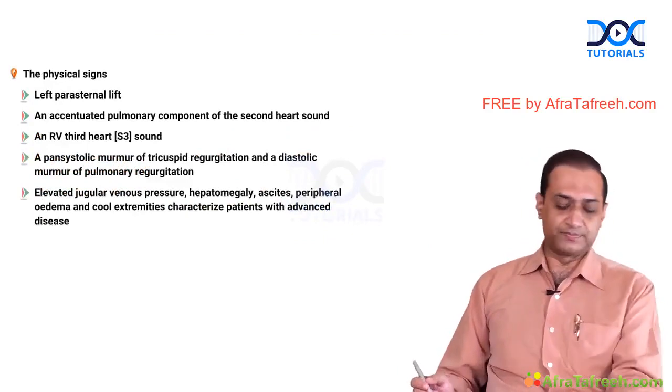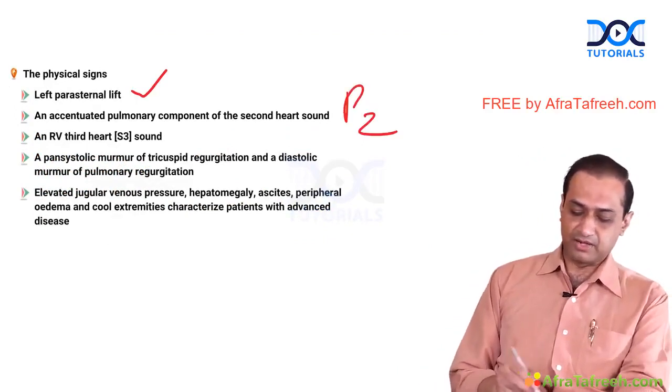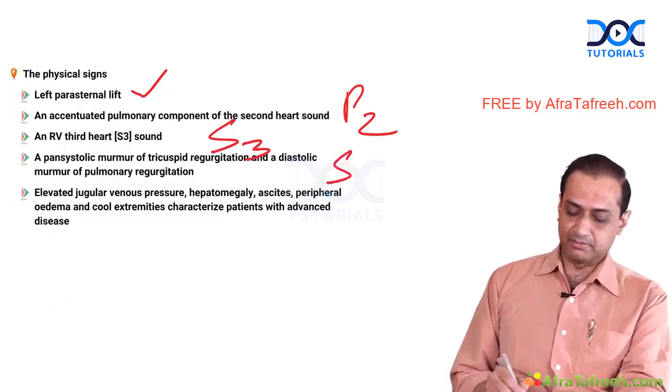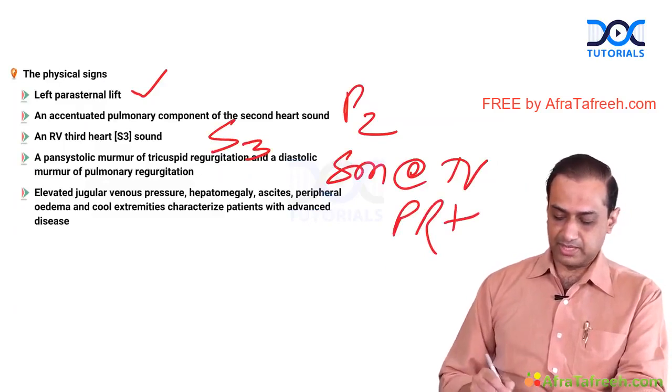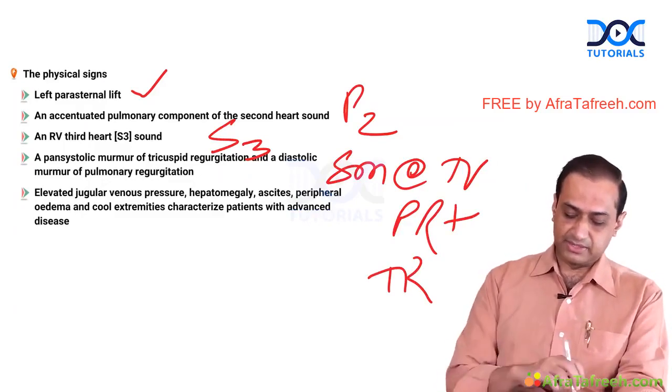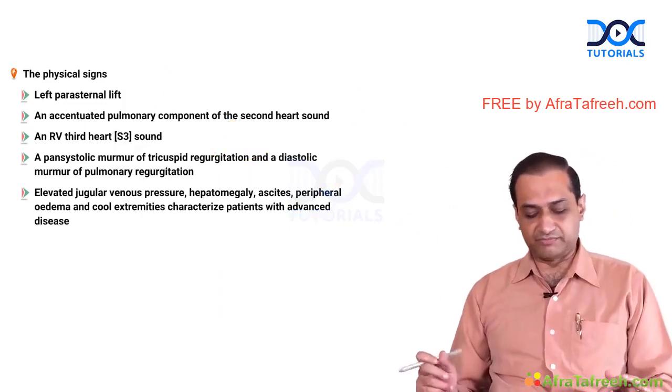The physical signs include left parasternal heave, an accentuated P2, RV S3, pansystolic murmur at the tricuspid valve, and diastolic PR murmur and the TR murmur. The elevated JVP, hepatomegaly, ascites, peripheral edema, and cold extremities are the other features.